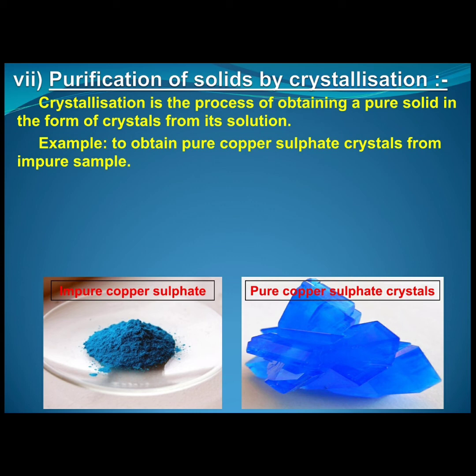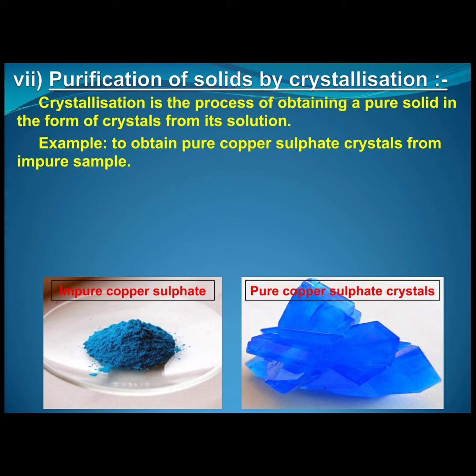And I hope you remember how it is done. First we took the impure copper sulfate solution, then dissolved it in water, putting in a few drops of concentrated sulfuric acid. After that we used to heat it till the crystallization point, and after the crystallization point was reached, we used to keep it untouched, and after some time we were able to see the crystals of copper sulfate. I hope you are remembering that process.